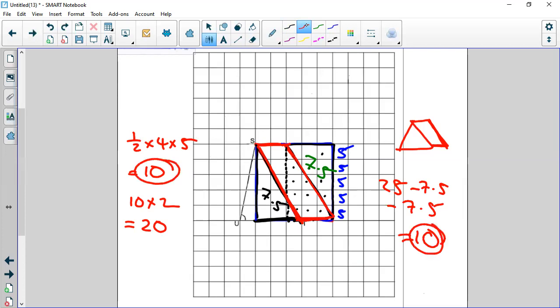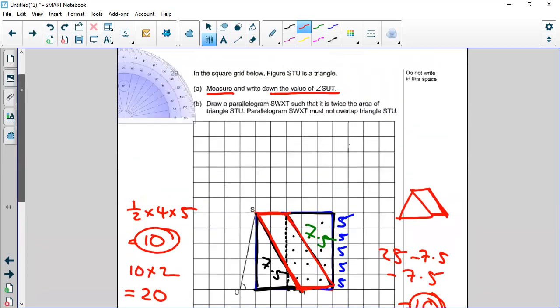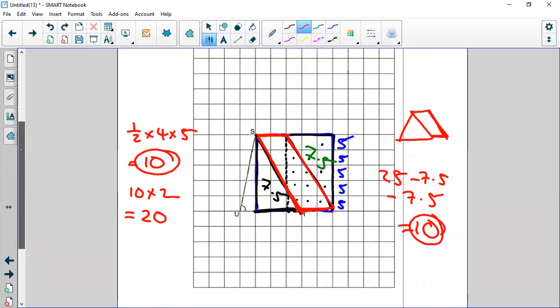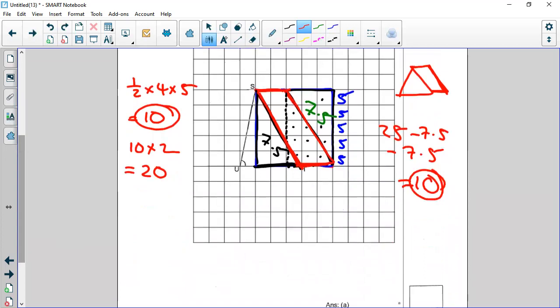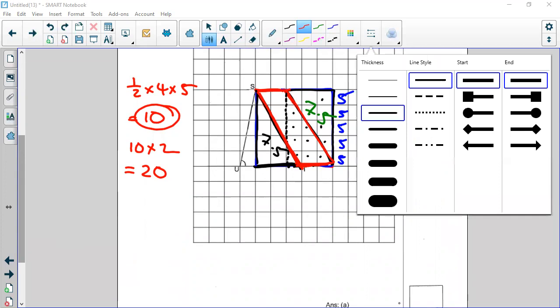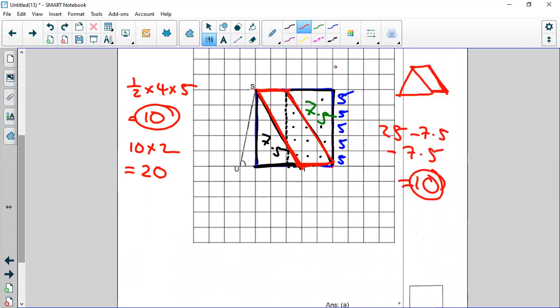So what do we do? We have to draw the parallelogram a bit bigger, because you need a parallelogram that is twice the area of the triangle. This parallelogram is the same area as the triangle, so we will have to fatten the parallelogram. Let me erase all these. But at least you know how to count the squares to find the area. This is one way to count the squares that make up the parallelogram.